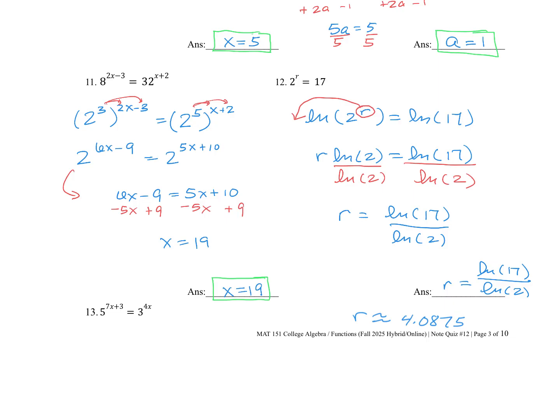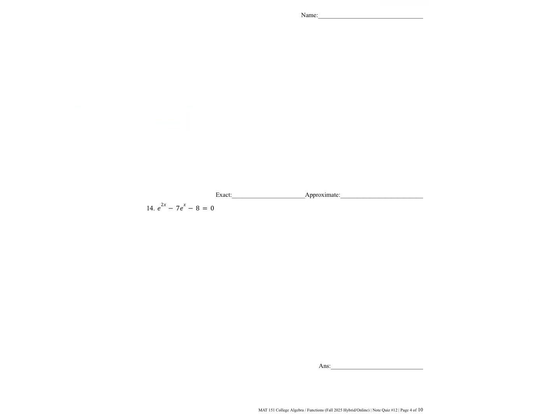For the next problem, we're going to copy it down because when I made these notes, it did not get moved on to the second page. So next up, let's take a look at problem 13. So problem 13 was, and that's the key word here, before I got lost in the copying process, it was 5 to the 7x plus 3 is equal to 3 to the 4x. And we want to solve this equation.